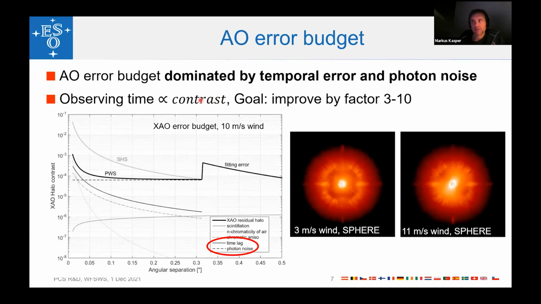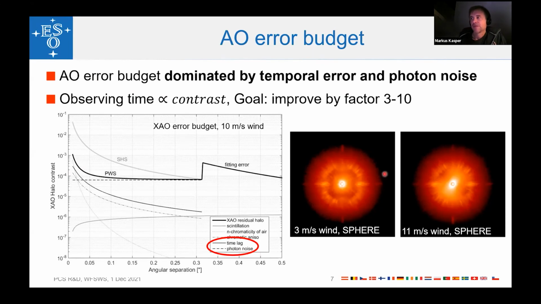Because in the photon noise limited case, the required observing time is proportional to the PSF contrast that we get in these areas. So the goal is really to improve the contrast and the required exposure time by a factor of 3 to 10. If you remember, I considered 30 hours, a factor 10 more or so, then we are in the 100 to hundreds of hours regime, and then it really makes a difference between feasible and non-feasible observations.